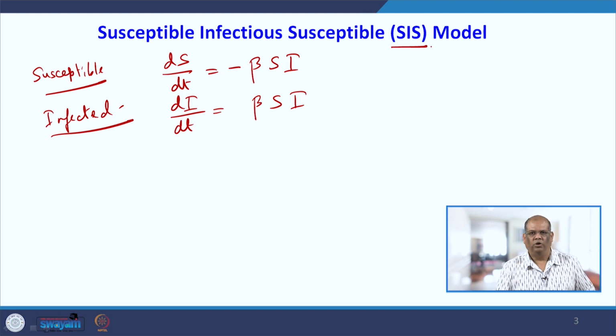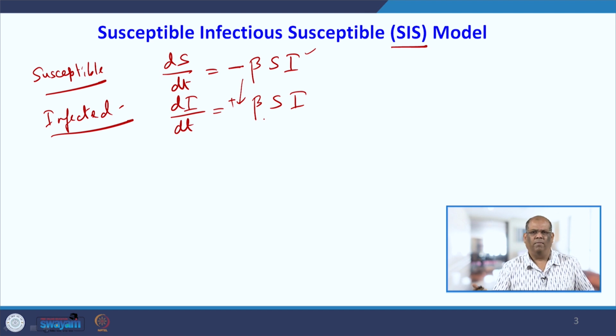What we are assuming here is that you can take the example of, say, the common cough and cold. A person comes in contact with another person who is suffering from cough and cold, and immediately he catches it. So, from the susceptible class, he moves to the infected class, and since he is moving out of this class, this is negative, and the addition to this class is positive.